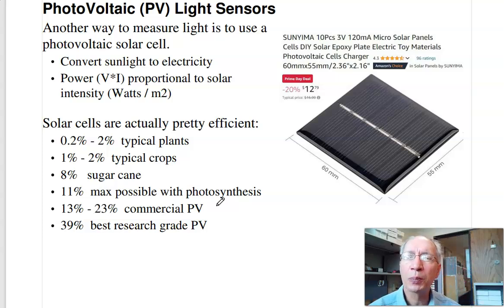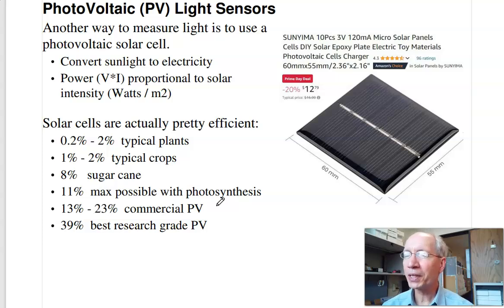Most plants are between 0.2 and 2% efficient for photosynthesis. Crops are between 1 and 2% efficient. The world champion for photosynthesis is sugarcane. That's a whopping 8% efficient. It's part of the reason that Brazil uses sugarcane for petrol. You can grow sugarcane in Brazil. In theory, the best you could ever do is 11% efficient. Nature hasn't gotten there yet.